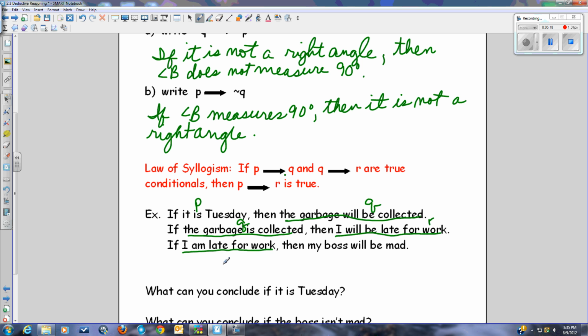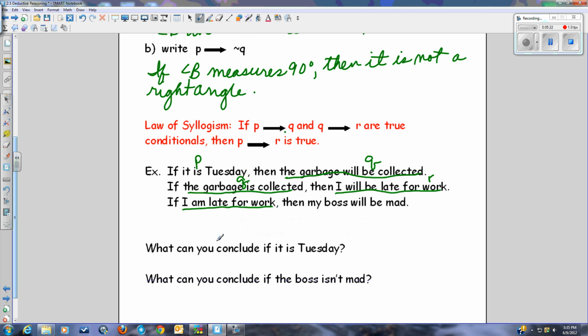All right. So let's see how this works out. What can you conclude if it is Tuesday? Well, if it's Tuesday, the thing that's going to finally end up happening is my boss will be mad. So that's what we can conclude.